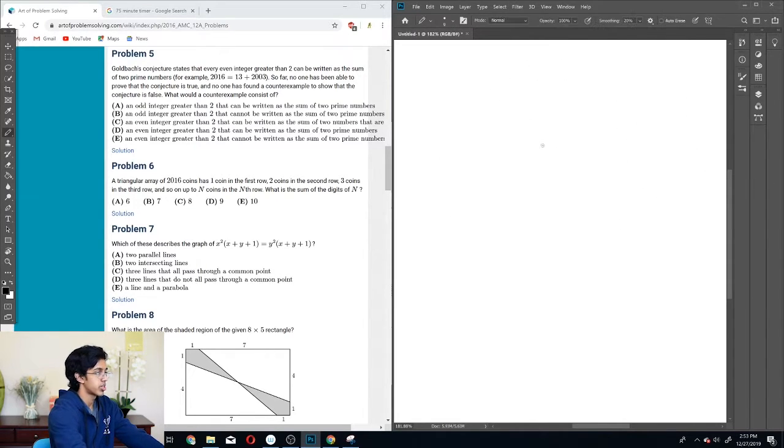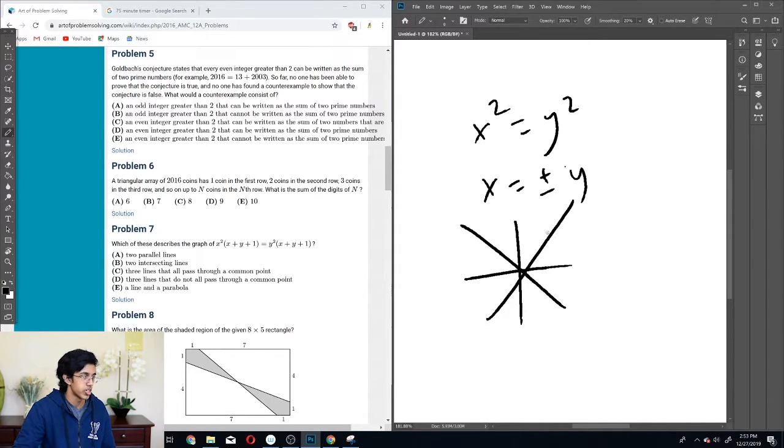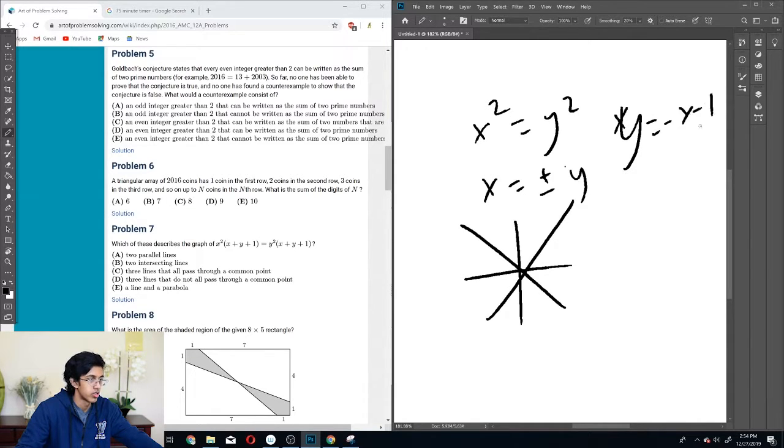Which of the following describes the graph of x squared times (x plus y plus 1) equals y squared times (x plus y plus 1)? Wait, what? So it's basically saying that x squared is equal to y squared, but you can't have that x plus y plus 1 is equal to 0. Because if it's equal to 0, then it's fine. So this is x is equal to plus or minus y, so that's just like these two lines over here, and then x plus y plus 1 is also valid if that's equal to 0, so y is equal to negative x minus 1, so it would be another line over here. Okay, so it should be D.